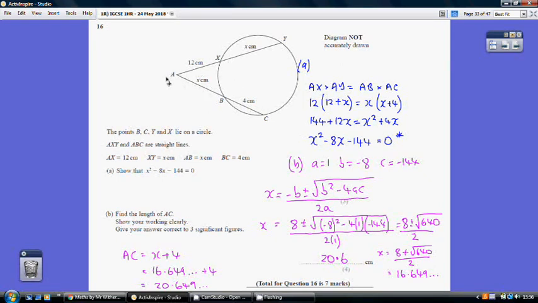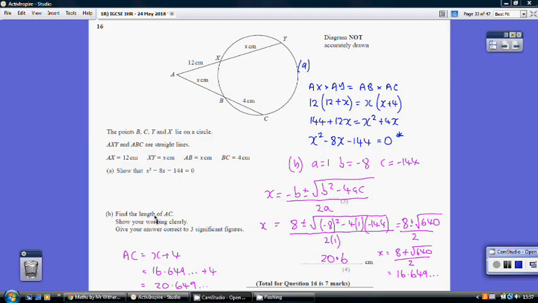So the short length times the total length equals the short length times the total length. This total length is 12 plus x. This total length is x plus 4. So that's this line of working. So we then just multiply out both sides. 12 times 12, 12 times x, and x times x and x times 4 gives us this. And then taking it all over to the right hand side, subtracting 144 and subtracting 12x from both sides, we get x squared minus 8x minus 144 equaling 0 as required.